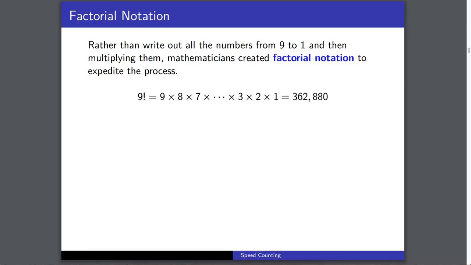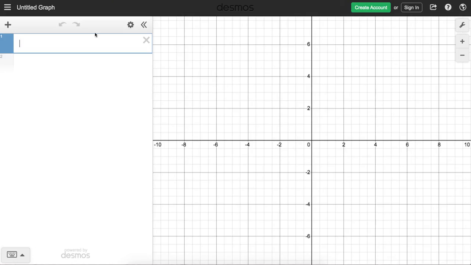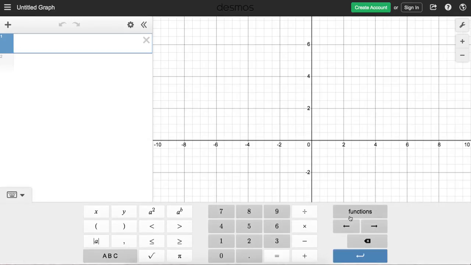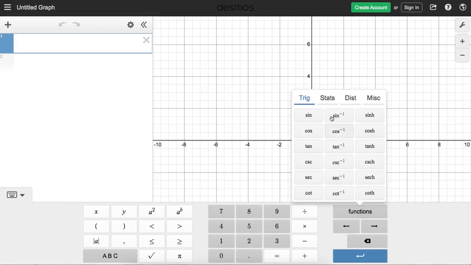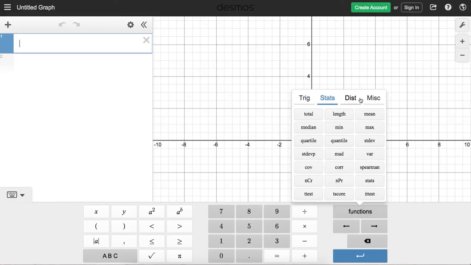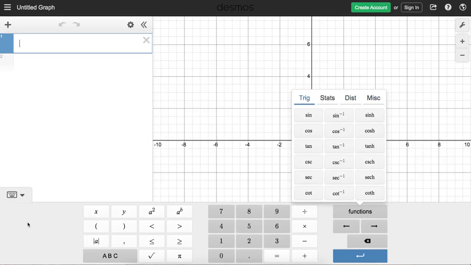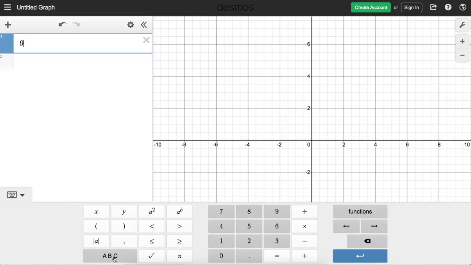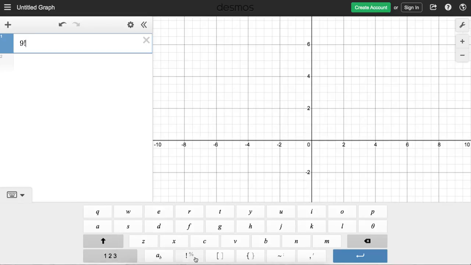So for instance, if we look at Desmos here, if I go to the keypad here, I believe it's under functions, and is it stats? No, it's none of the above. Oh, it might be, yeah, it's right here. So if I wanted to type in 9 factorial, I could just hit 9 and then the keypad here, ABC, and then this button here, and there's my 362,880.